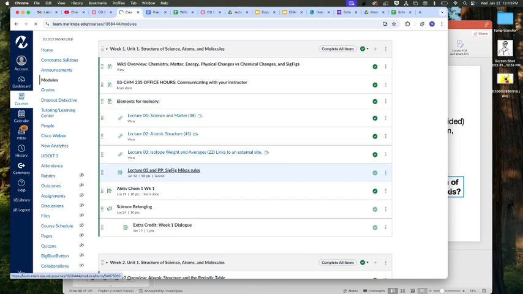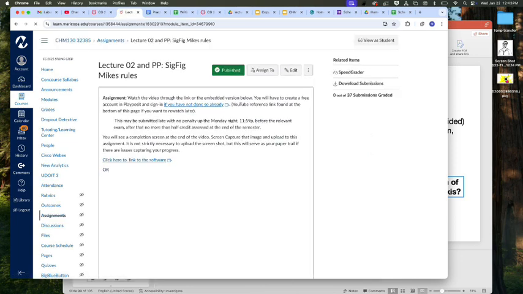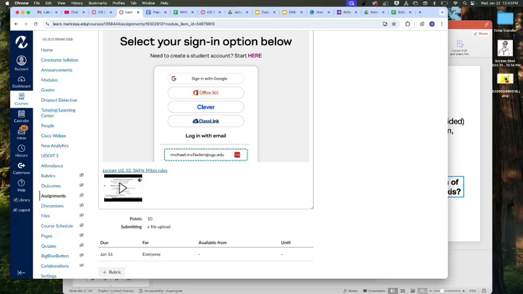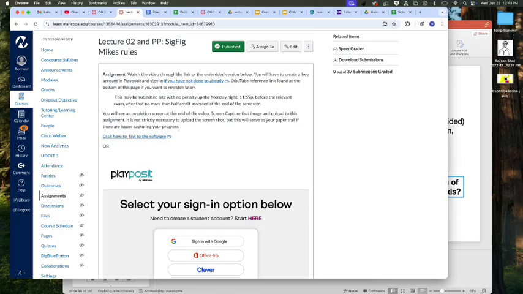This appears to not be necessary anymore. But if you read through it, it says you'll see a completion screen at the end of watching that video, and you should screen capture that and email it or submit it into the assignment here. Is it necessary? Absolutely not. But if for whatever reason you've done it and PlayPosit doesn't track it, you're SOL. You do it again.